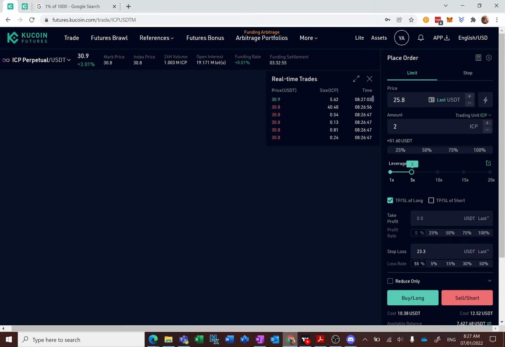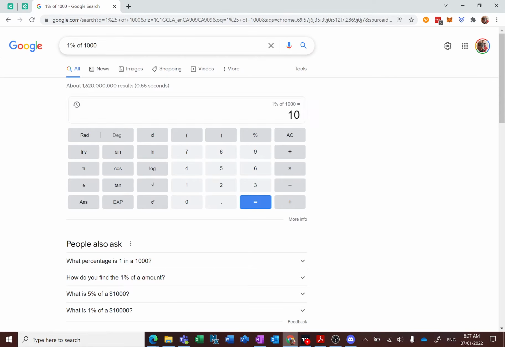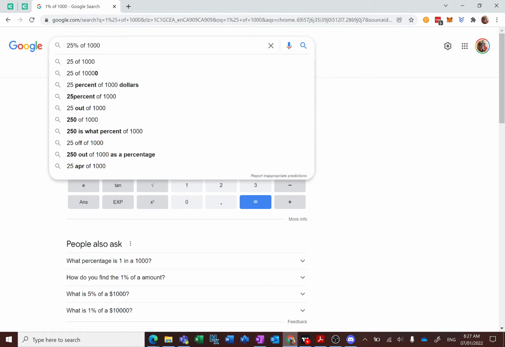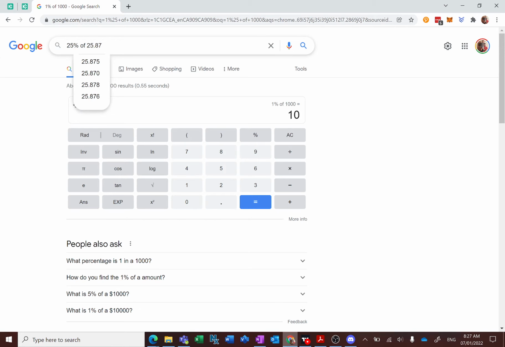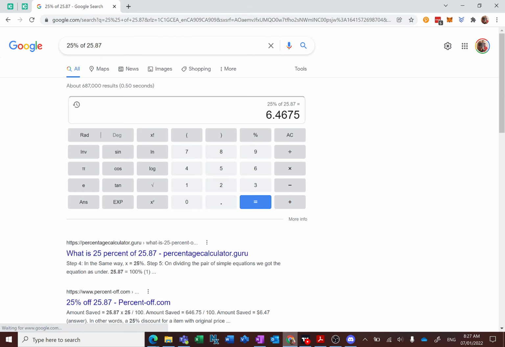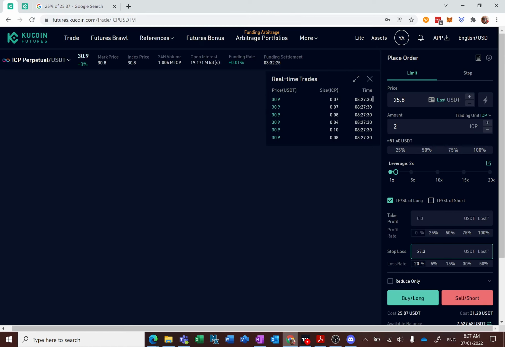The other way you can do this is to crank down your leverage. Let's crank that down to 2. Let's put in the stop loss again, which was 23.37. Now it's 20%. So 20% of 25.87 is $6.40, so it's actually too much. It's about $6 that we're going to lose in this trade. Are we okay losing that? In this particular case, I'm going to say yes.